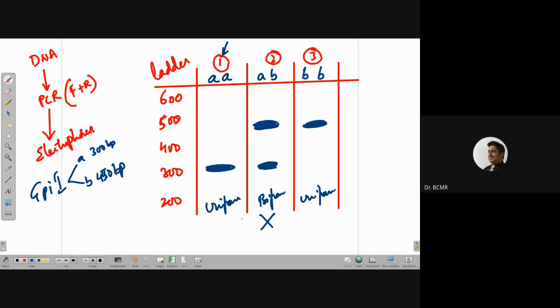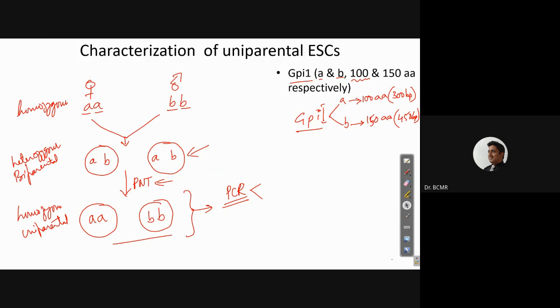And which one is homozygous? Which one is AA and which one is BB? I'll show you again. You can see from here and try to predict which one is androgenetic one, which one is gynogenetic one. Okay, you saw this?